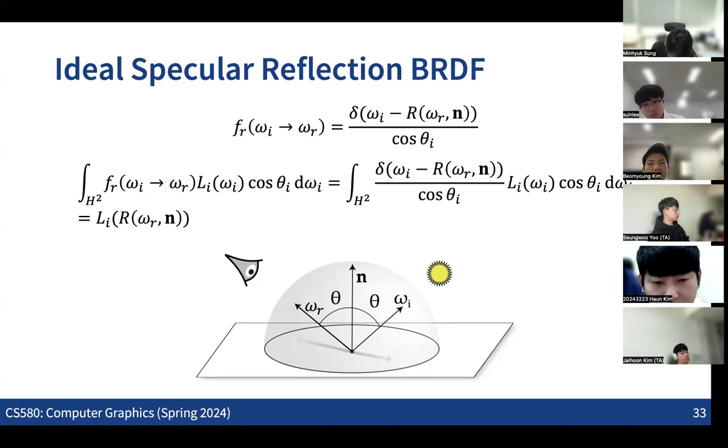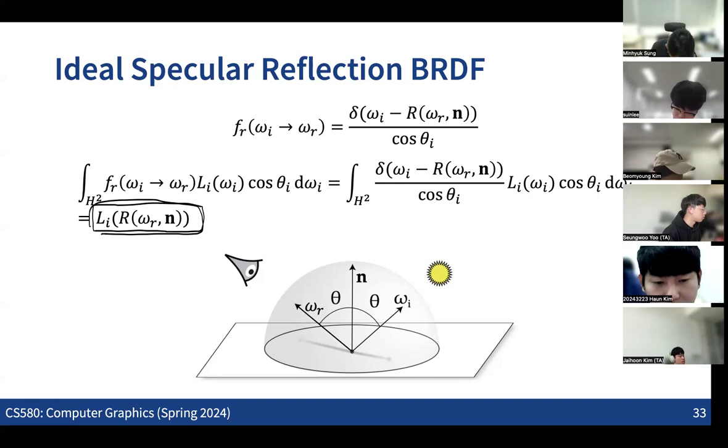That means that when you take the integral of the reflection equation, the integral becomes a value that we can directly compute. In this case, we don't need to compute any Monte Carlo estimate. We can just directly see which direction we need to shoot the ray in ray tracing, and directly compute the outgoing radiance.